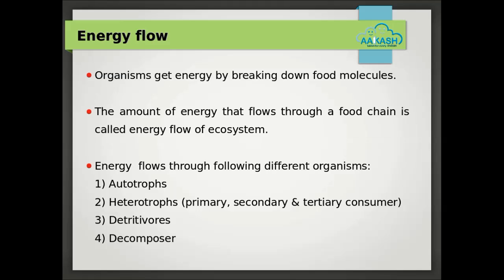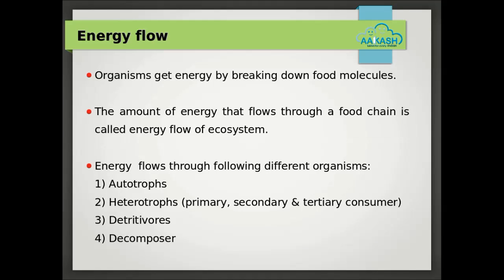Energy flow. Organisms need energy for doing different activities. This energy is generated by breaking down food molecules. The amount of energy that flows through a food chain is referred to as the energy flow of the ecosystem. Energy flows through the following different organisms. Autotrophs. Organisms which produce their own food are called autotrophs or producers. For example, plants. Heterotrophs are organisms that depend on others for their food. These are simply consumers. For example, animals.